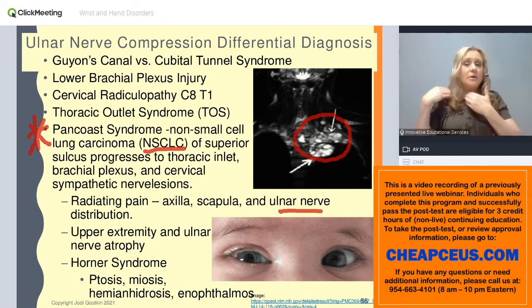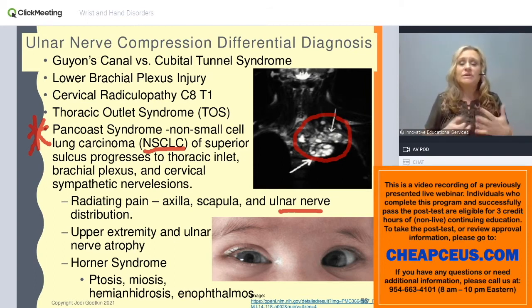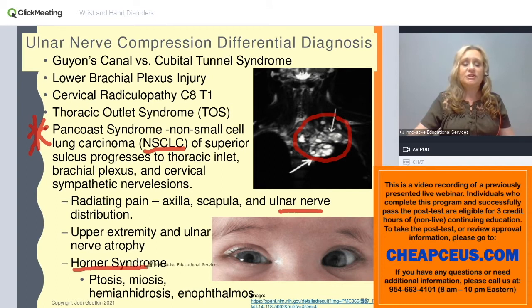So we need to not only look cervical, but look head and neck. What you'll see in the patient, they'll have the ulnar nerve atrophy. They will have a typical presentation, but if you look higher up, if it is Pancoast syndrome, you're also going to see Horner syndrome presentation, where they have ptosis with the drooping of the eye.